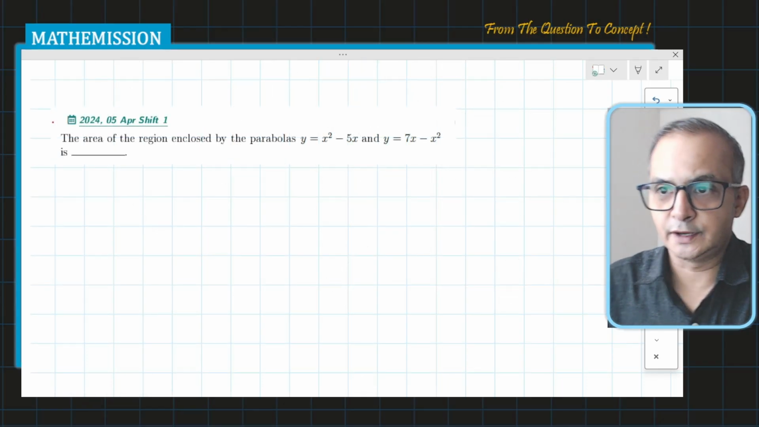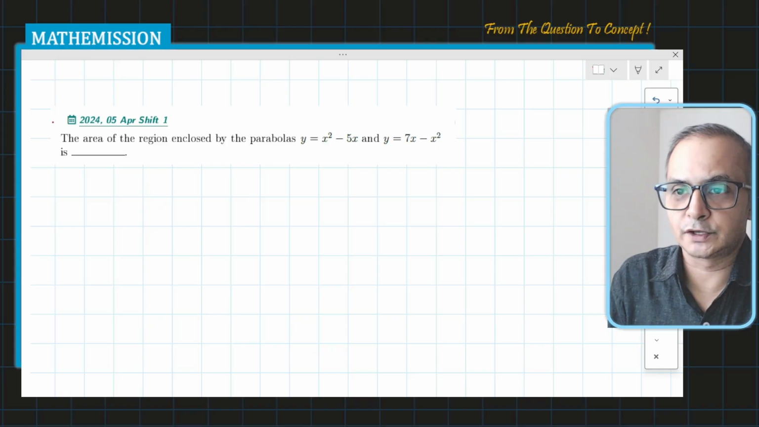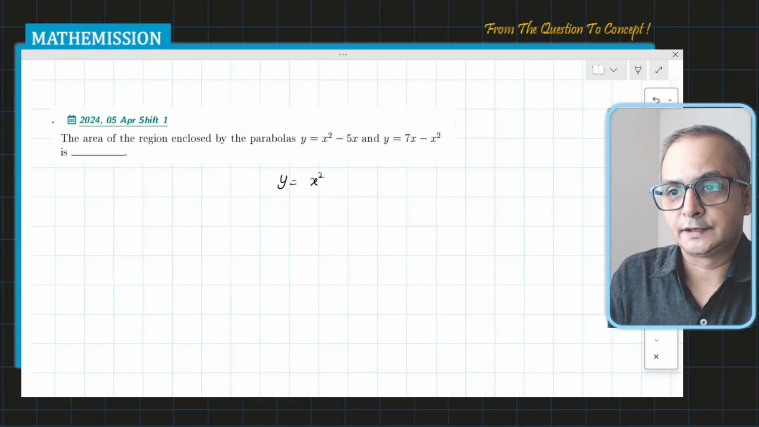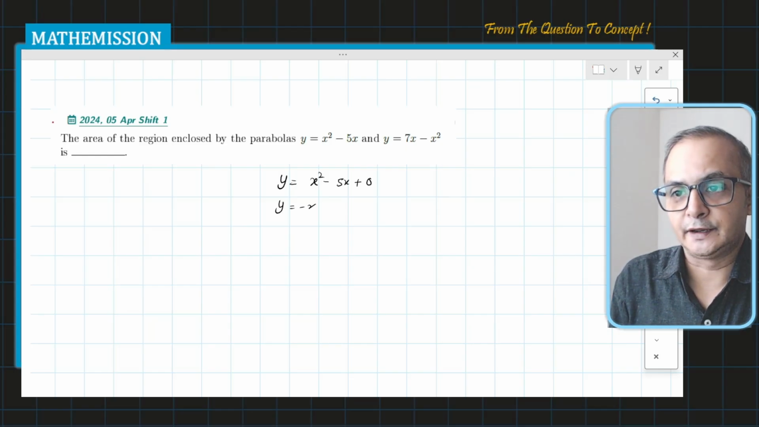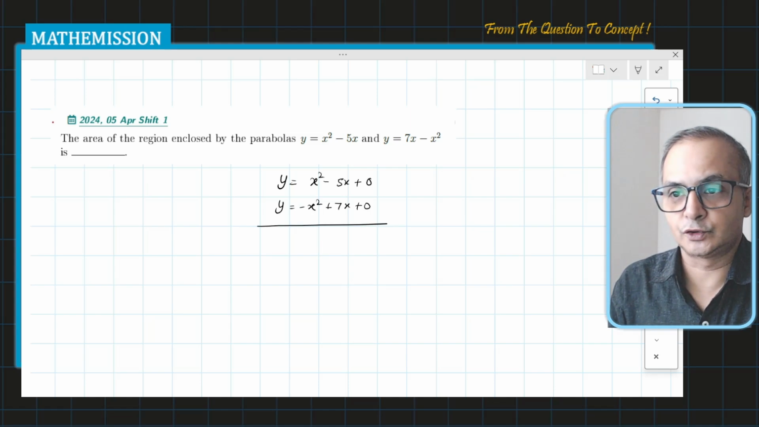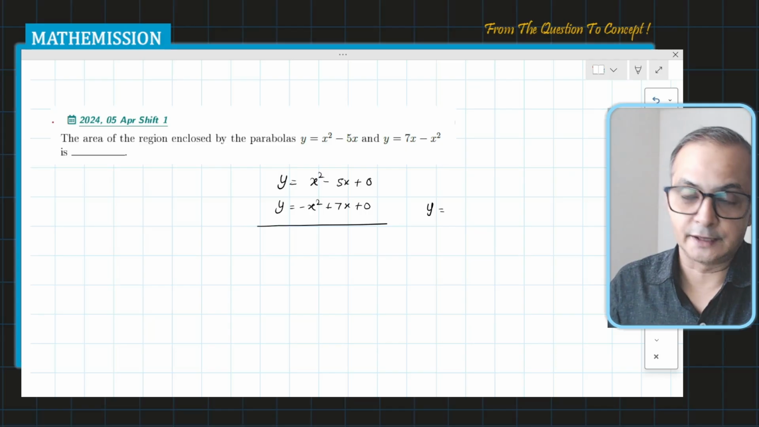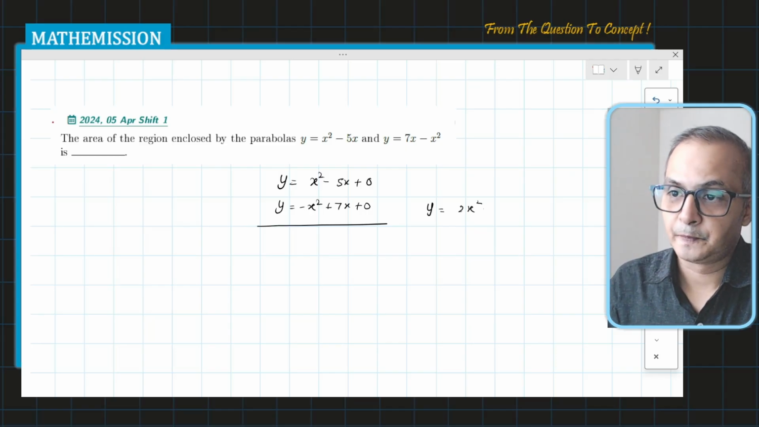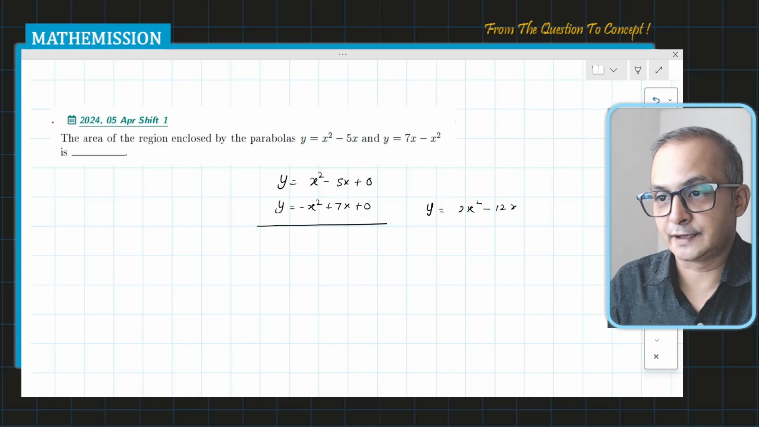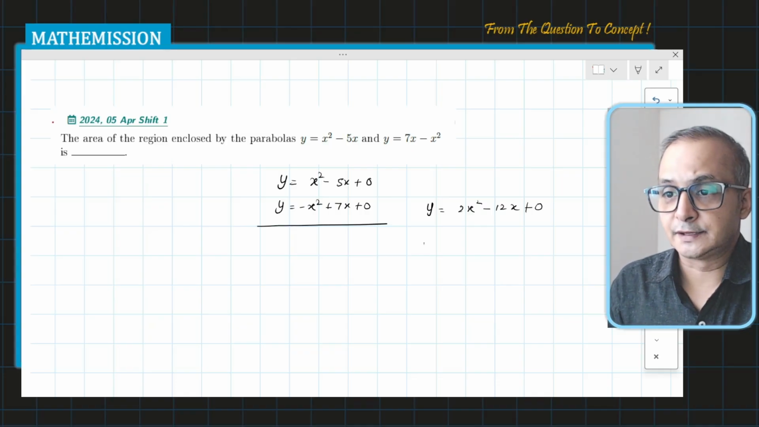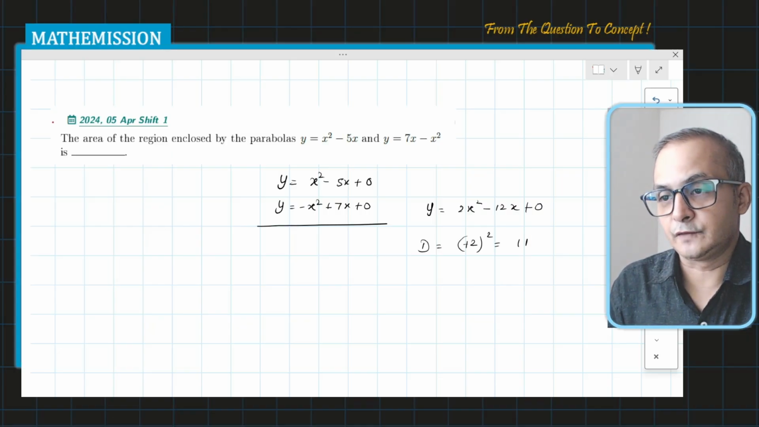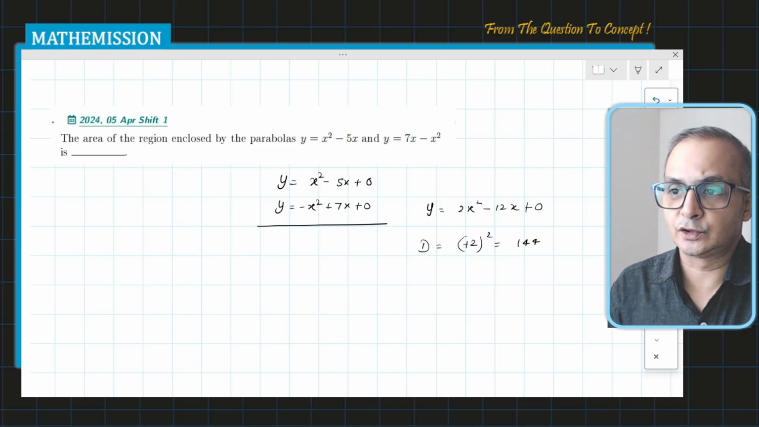So now let us evaluate the area of these two parabolas. So first I write this parabola as y is equal to x squared minus 5x plus 0, and the second parabola I have negative x squared plus 7x plus 0, and we find the difference of these two parabolas to find out the new quadratic and to find out the a and b and c. So that is going to be 2x squared, and that is minus 12x and plus 0. It means the discriminant what I'm finding is just 12 squared, that is 144, because 4ac, the c is 0, that's why that is 0.